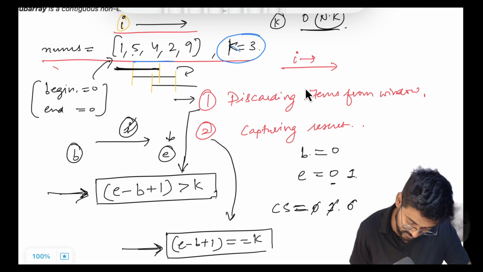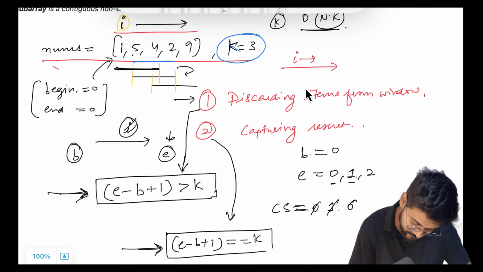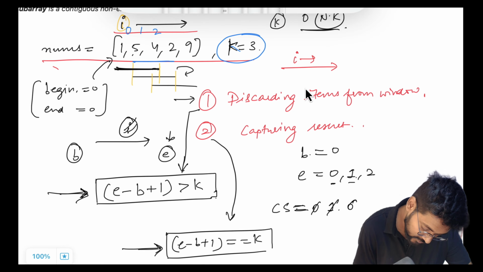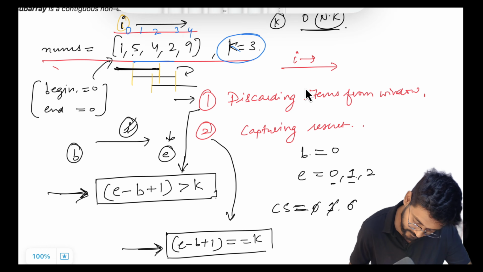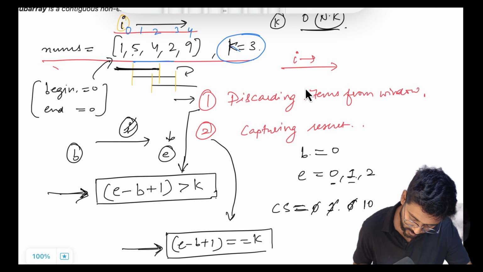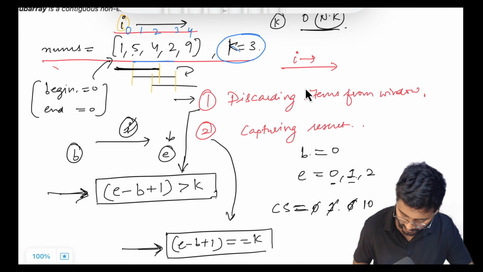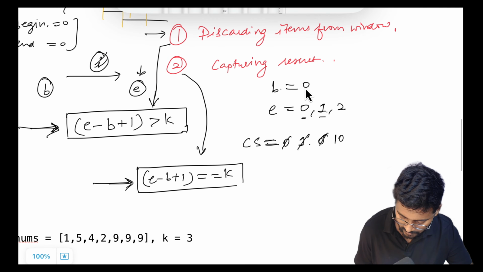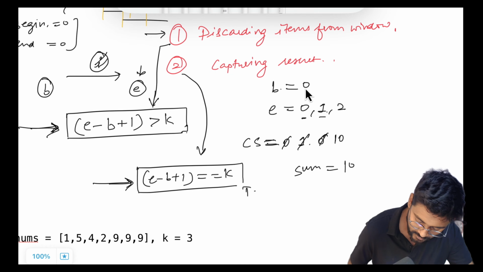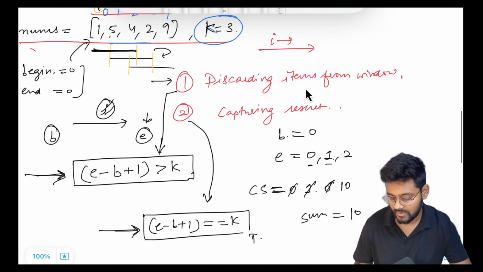Current sum is 6, and now when I'm incrementing the pointer and my ending is going to 2, let me mark the indices 0, 1, 2, 3, 4. My current sum has become equal to 10, from 6. Now, do I have to discard it? No, the current window size is 3, so it is not crossing 3. Can I capture it? While capturing the sum, this expression is giving me true. So I will capture the value in the sum. So maximum sum so far is 10.